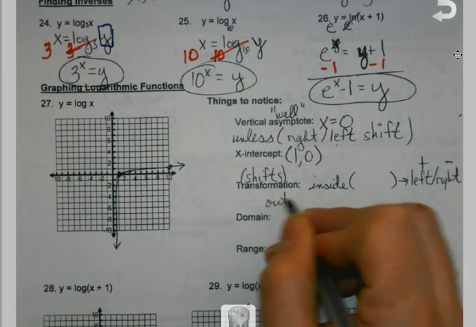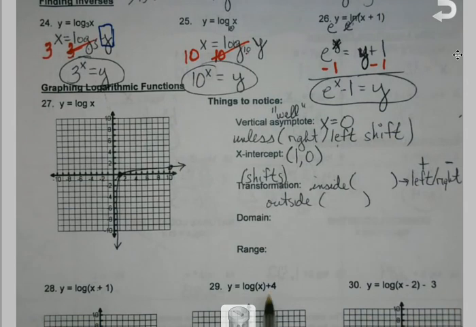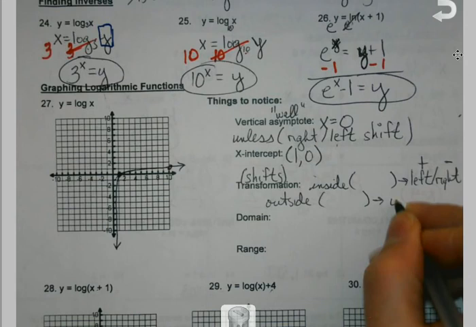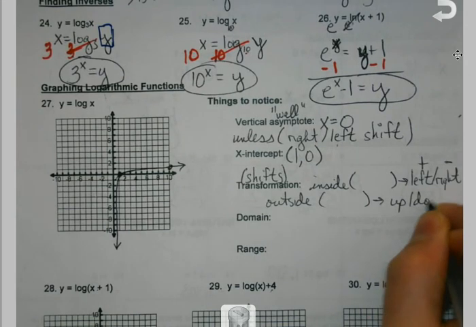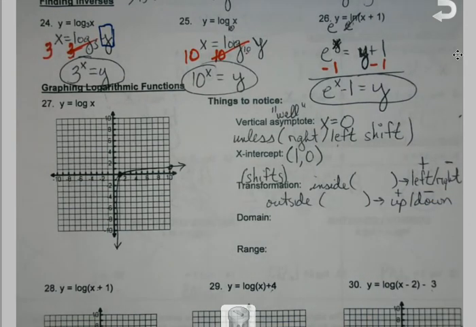And then whatever's outside the parentheses, like this plus 4 or this minus 3, is going to be my up and my down shifts. So like for instance on 29 I go up 4, on 30 I'd go down 3. And there's going to be relationships with those in domain and range.